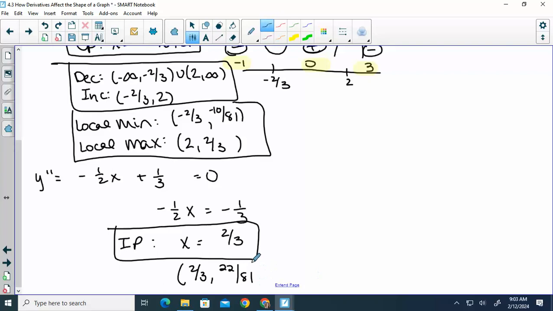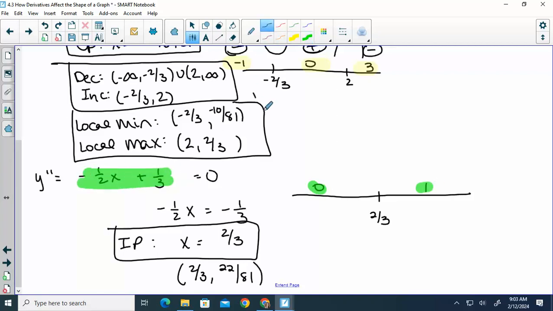I'll put that into the original. Yes, anytime you're getting an actual ordered pair, it goes into the original. And then we need our sine line so we can find our concavity. So something smaller and something bigger. We're putting those into the second derivative.